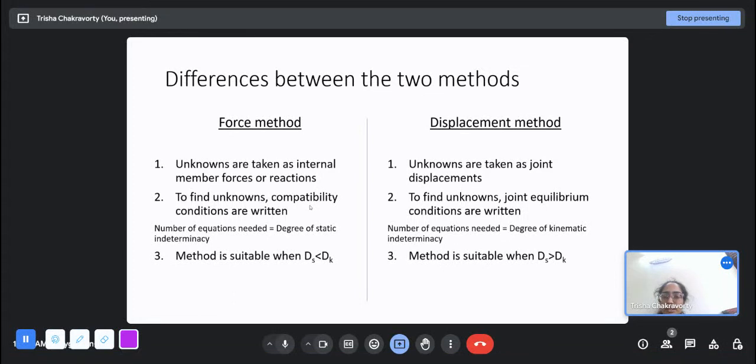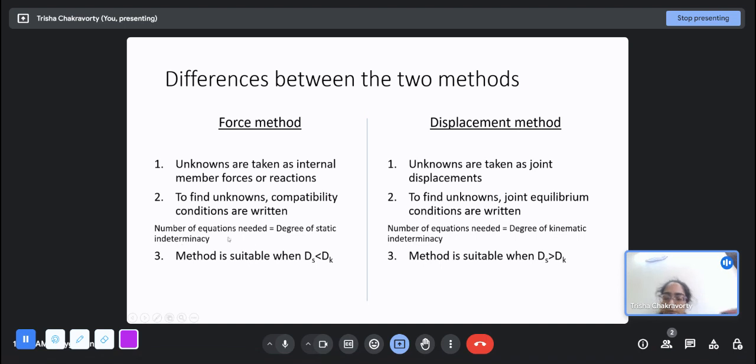These are the differences between the two methods. In force methods, unknowns are taken as internal member forces or reactions. In displacement method, unknowns are taken as the joint displacements. In force method, to find the unknowns, compatibility conditions are written, and the number of equations required is the degree of static indeterminacy. That is the number of extra or redundant reaction forces we have. And to find unknowns in displacement method, the joint equilibrium conditions are written, as we will look at in the next few weeks, and the number of equations needed is the degree of kinematic indeterminacy.